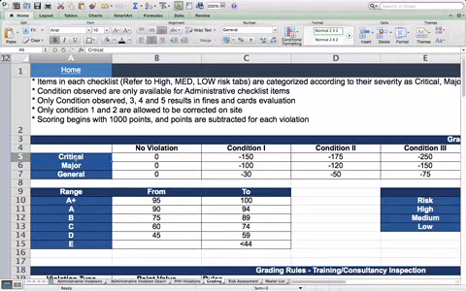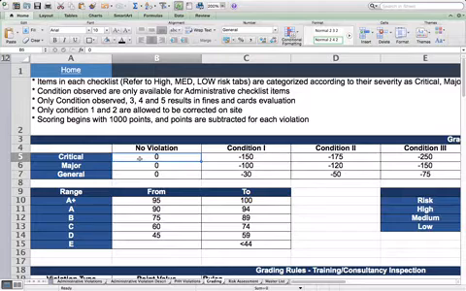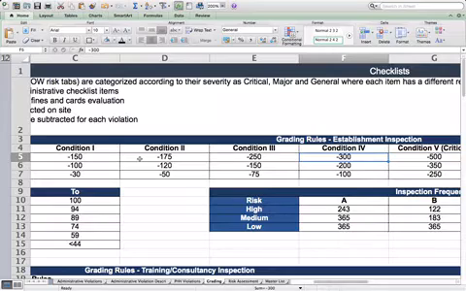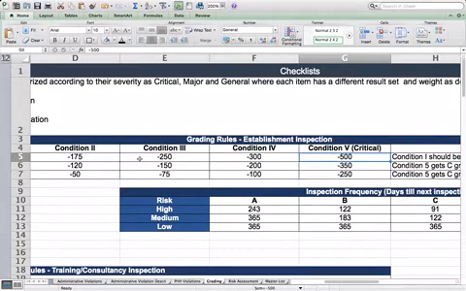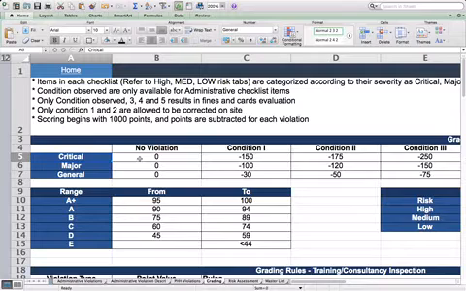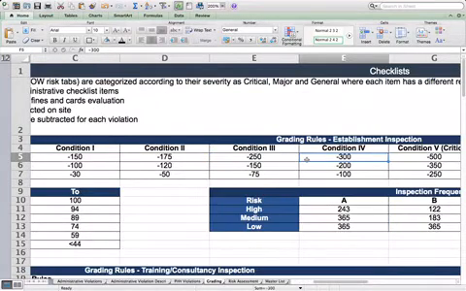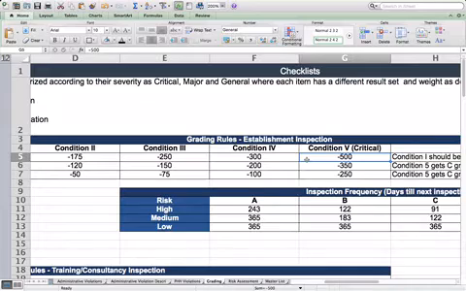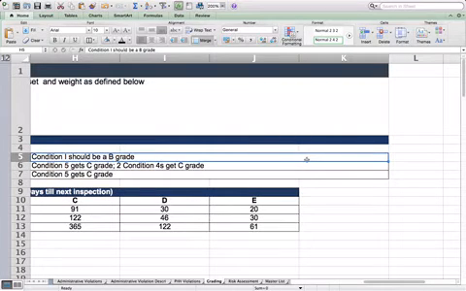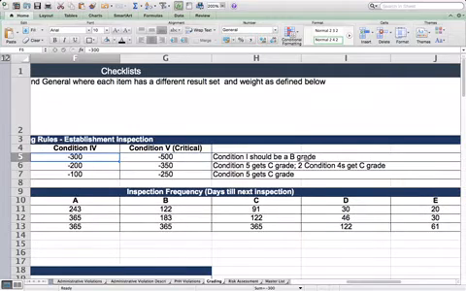So if you can see here, you can see the critical violations. It can start with no violation, condition 1, condition 2, condition 3, condition 4, and condition 5. And in the Excel sheet, you will also see what are the points that you lose for condition 1, condition 2, condition 3, condition 4, and condition 5 respectively. You will also see the rules written on this side saying that condition 1 should be B grade. So if you get a critical violation with condition 1, it will be definitely a B grade.